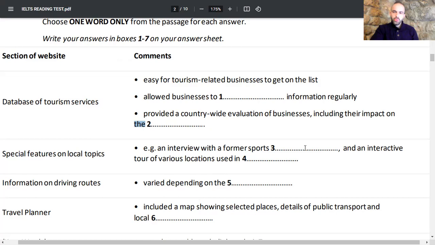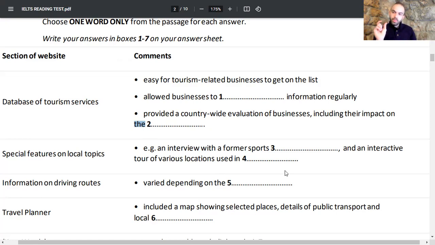So number 3, I assume it's a noun, it's a position. So you can even expect the real answer, by the way. And an interactive tool of various locations used in something. So there's an interview with former sports, blah, blah, blah. And there is an interactive tool of various locations in what? So number 4 might be a place or might be a thing. I'm not sure. So I assume that 3 and 4 are nouns, okay?